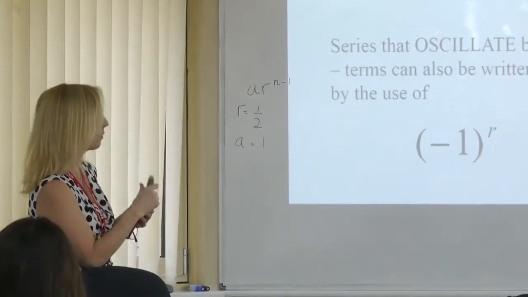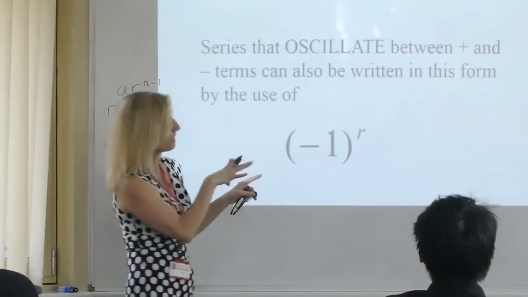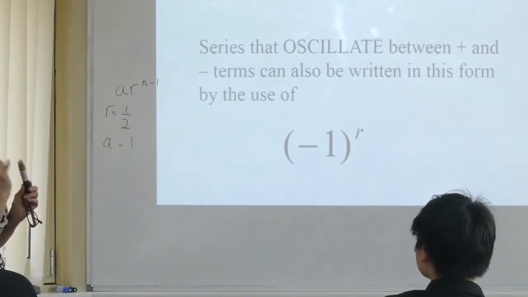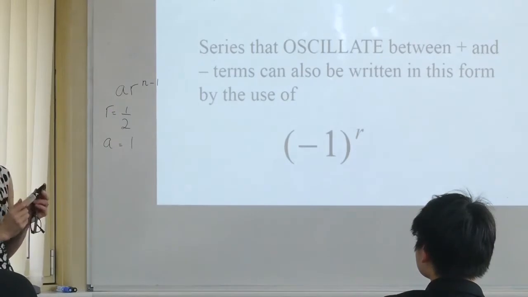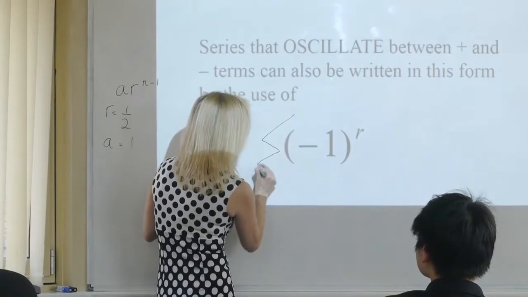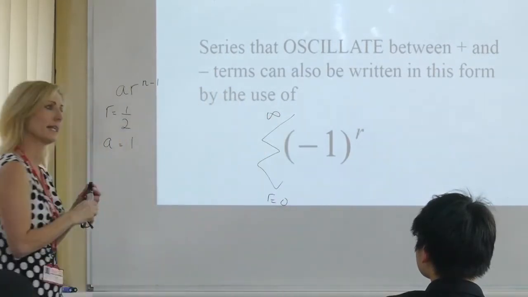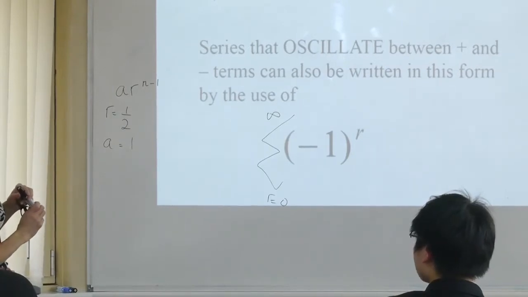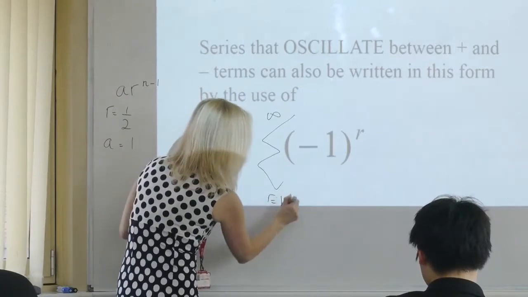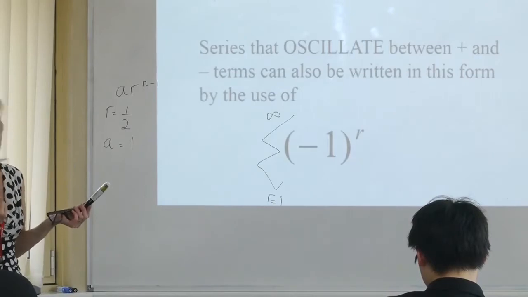But if we're talking about r being 0 to infinity, will it be plus or minus to start with? If it starts off with r is 0 to infinity, will that be plus or minus to start with? That will be plus to start with. What if it was r is 1? Minus. So that's one way of altering it.